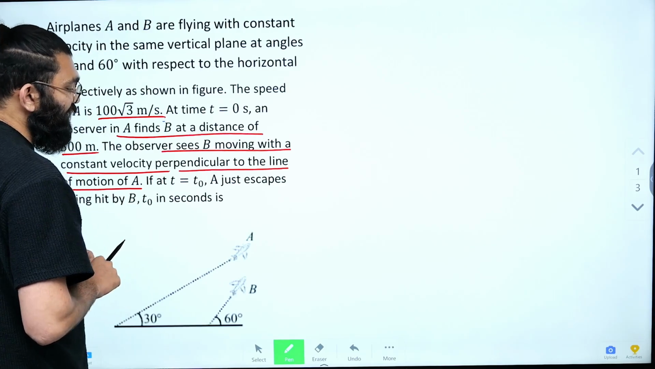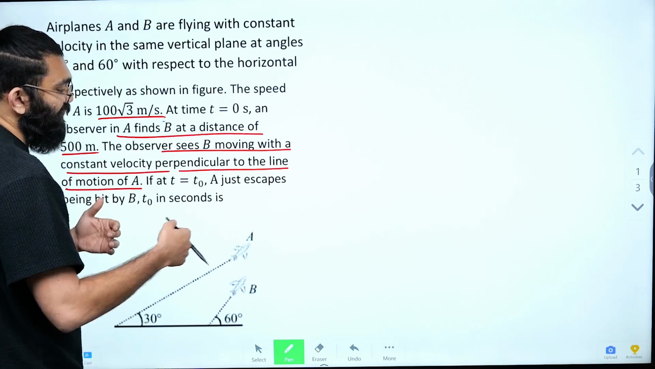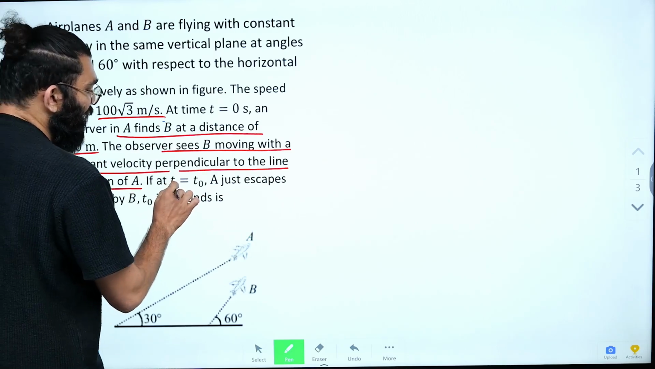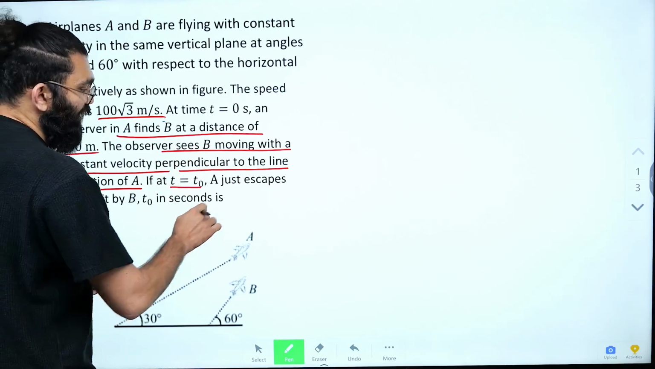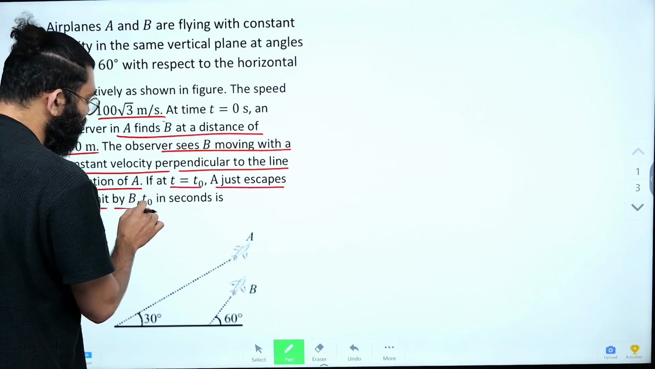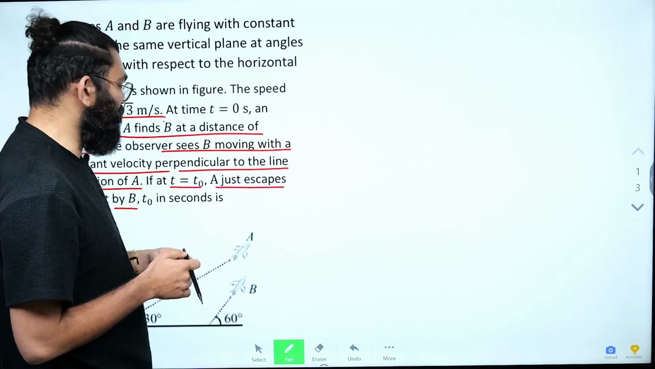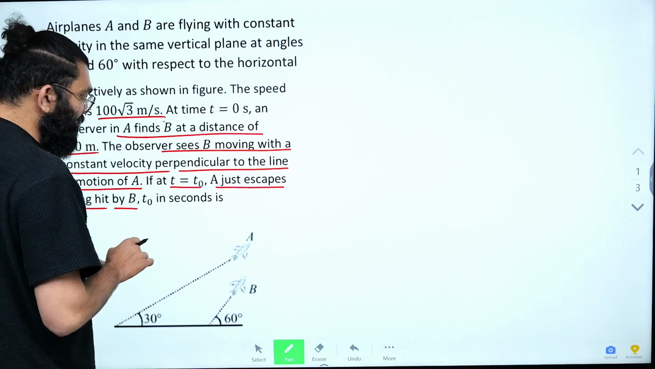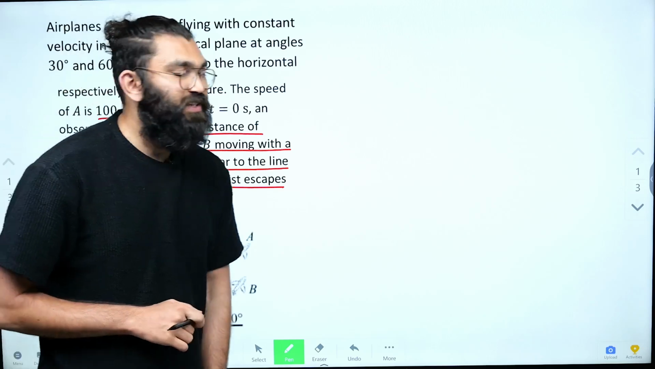At t equal to 0, they are initially separated by 500 meter. At t equal to t0, A just escapes being hit by B. Being hit by B means the separation becomes 0. We want to find that time interval t0 in seconds.